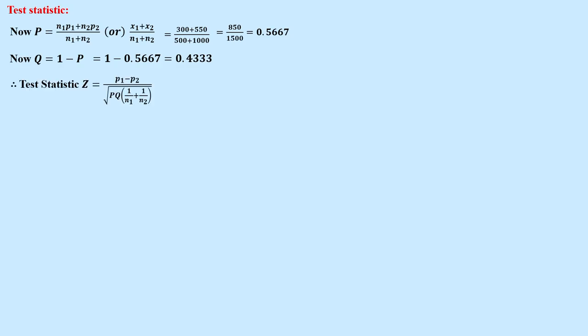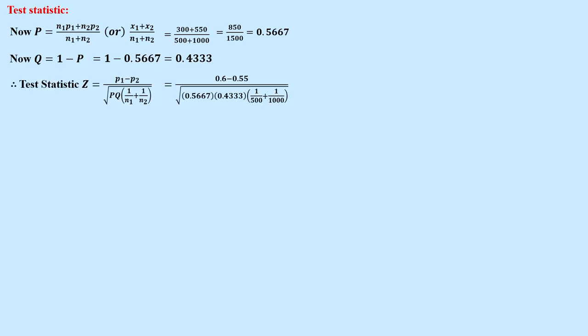So the test statistic is equal to, we know, P1 minus P2 by root of PQ into 1 by N1 plus 1 by N2, where P is equal to N1 P1 plus N2 P2 by N1 plus N2, or X1 plus X2 by N1 plus N2. So now we are going to find capital P. Substituting the values, 300 plus 550 divided by 500 plus 1000, 0.5667. So Q is equal to 1 minus P, that is equal to 0.4333.